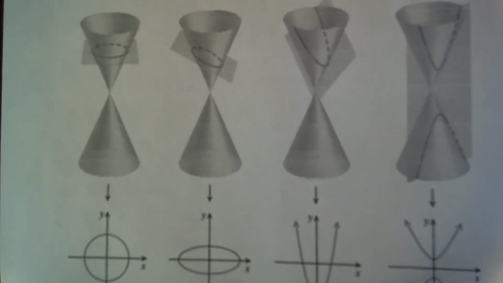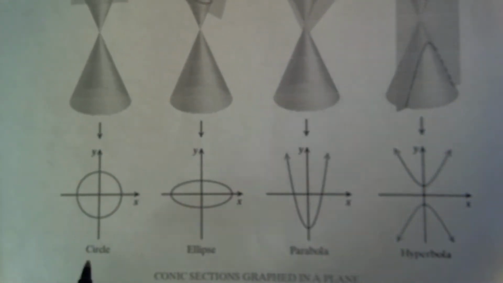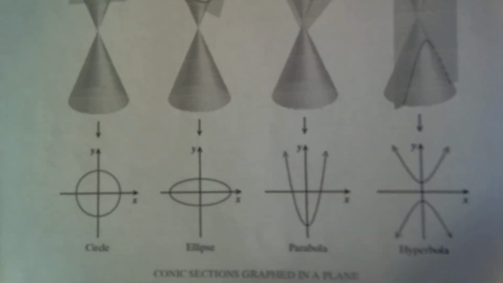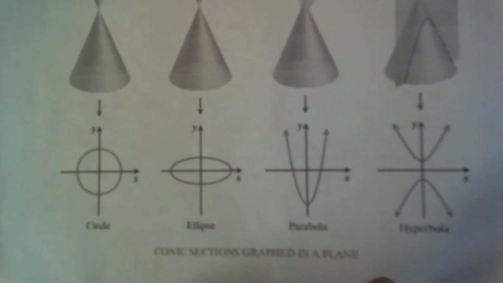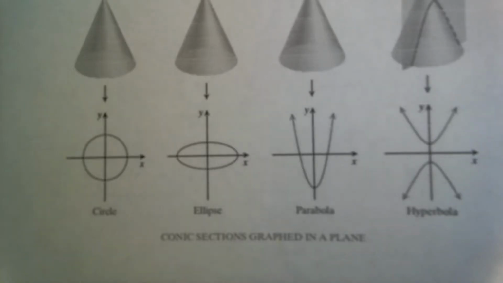So again, I'm sure you're pretty familiar with that. And so here are the various graphs of the circle, ellipse, parabola, and hyperbola. So these are the conic sections when they're graphed in a plane. In section 9.1 we cover parabolas and circles, then we cover ellipses, and then the last section, 9.3, will be on hyperbolas.